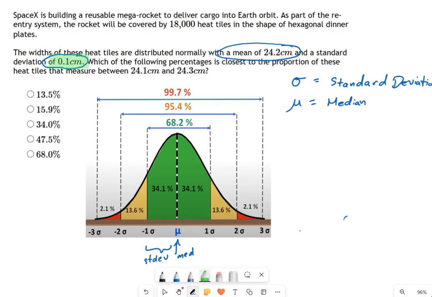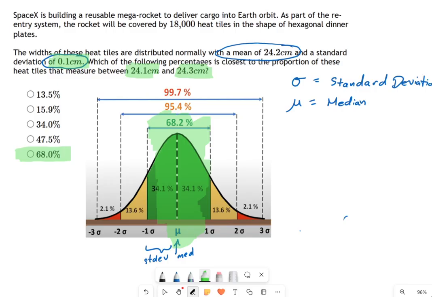If this is the size of one standard deviation, how far below the median is this, and how far above the median is 24.3? Well, you can see that's one standard deviation below and one standard deviation above, which means we're talking about this region right here. The question is, what's the total number of tiles in that region? Well, if you add up 34% and 34%, it is approximately 68%. That's the percentage of tiles, roughly speaking, between one standard deviation below and one standard deviation above.